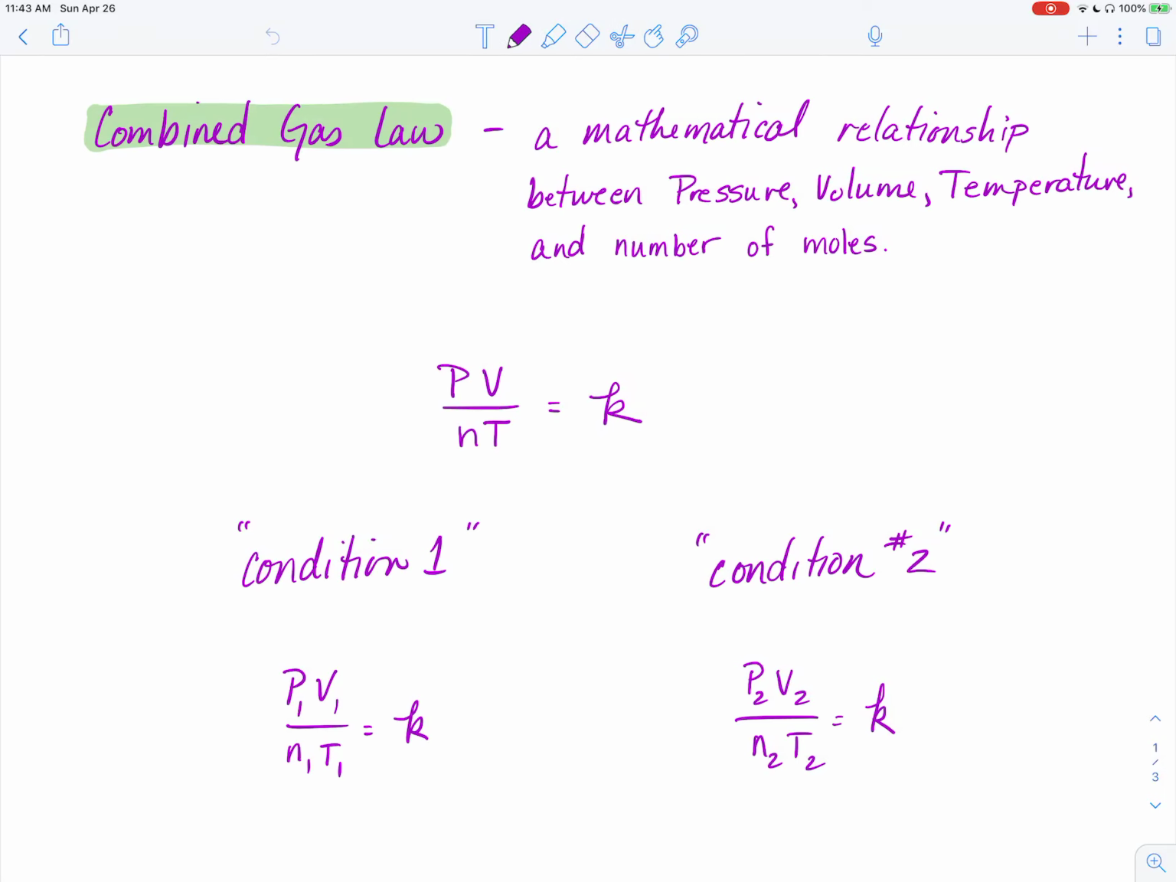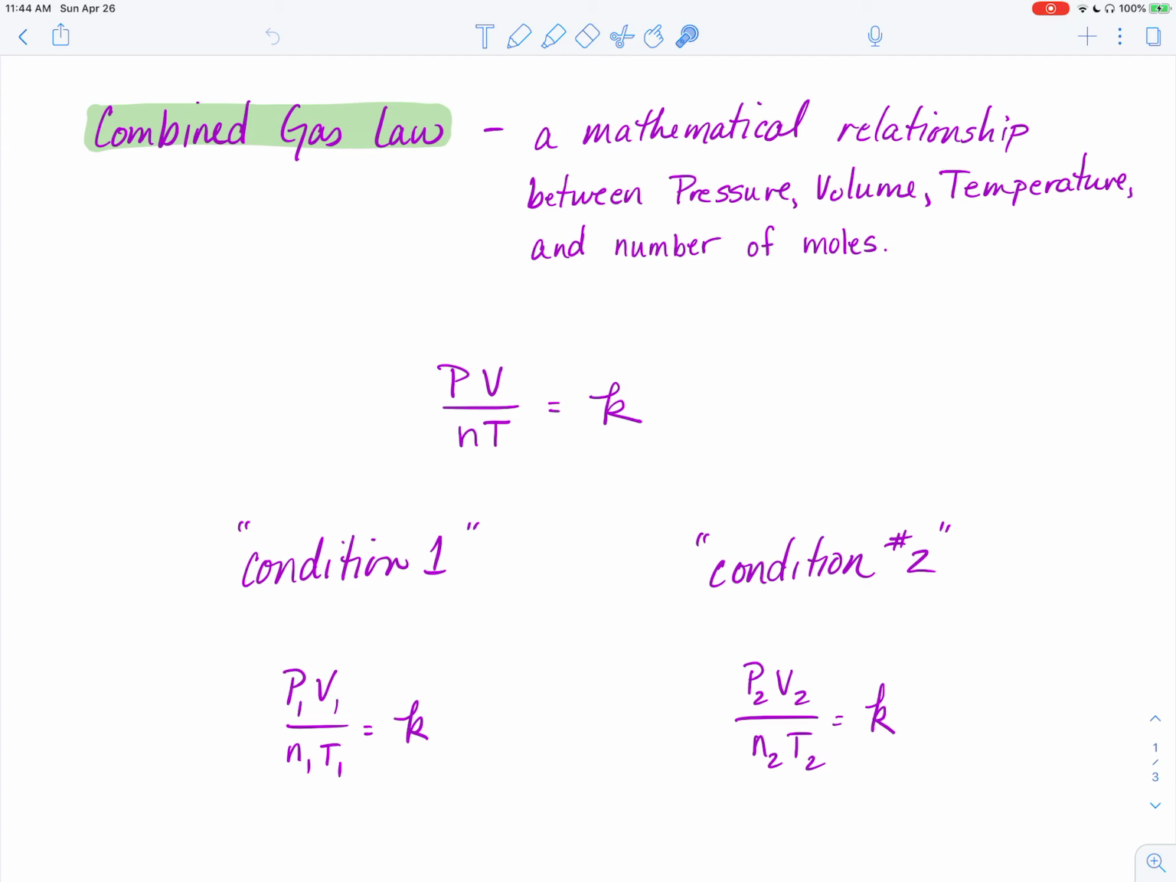In this video, we're going to look at the mathematical relationship between all four characteristics that we use to describe how gases behave, and this is pressure, volume, temperature, and the number of moles. We're going to call this the combined gas law. If you take Boyle's, Charles's, Avogadro's, and Amontons's laws and combine them all together, we can see that there is a relationship between the pressure, volume, moles, and temperature.